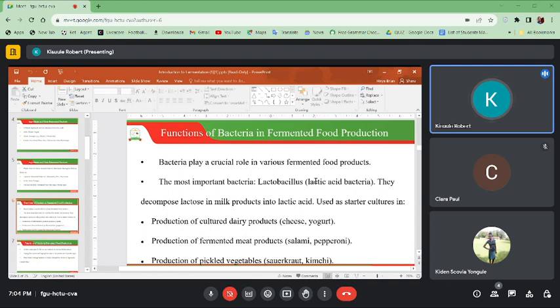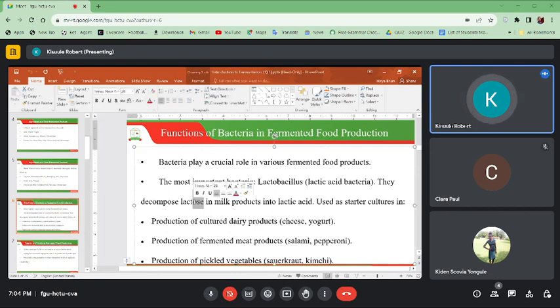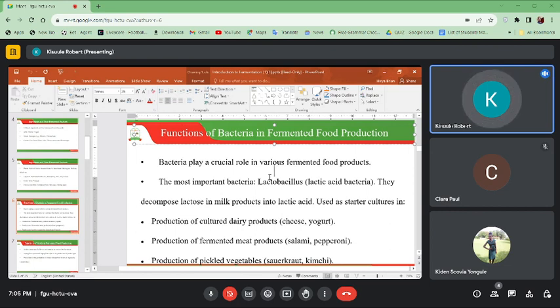And the most important bacteria are the lactobacillus. We had looked at these earlier on when we looked at food spoilage. And we are saying these decompose the lactose in milk products into lactic acid. This lactose, if you look at the extension of OSE, it is the same for glucose, sucrose, maltose, etc. And this lactose is the sugar in milk. So these lactobacillus help in decomposing the lactose sugars in milk and turn this into lactic acid.